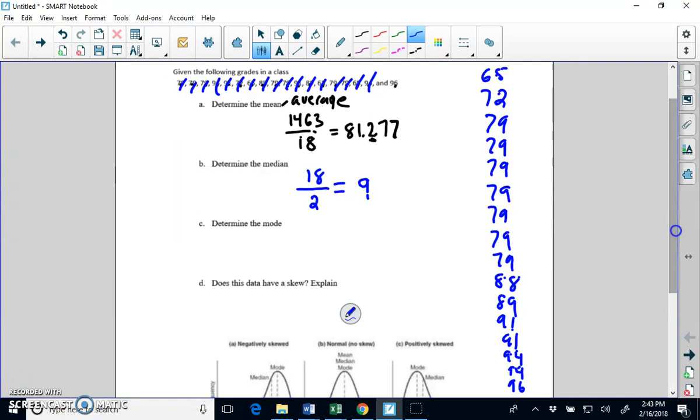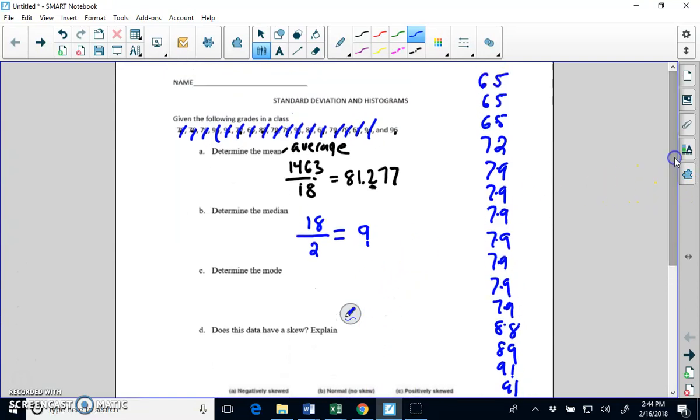So 1, 2, 3, 4, 5, 6, 7, 8, 9. So the middle score... and actually I just realized I need to scroll back up, so let's start that again. I'm not going to redo this, but here we go. So the middle score is this week. Let's recap, I made a mistake.